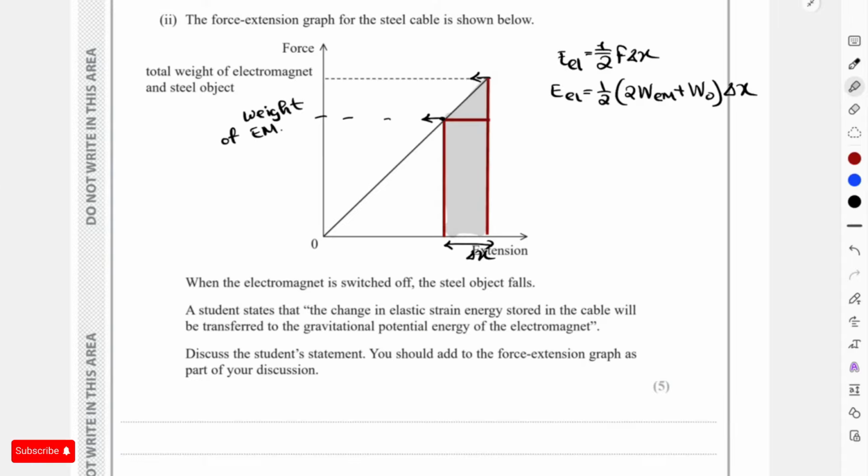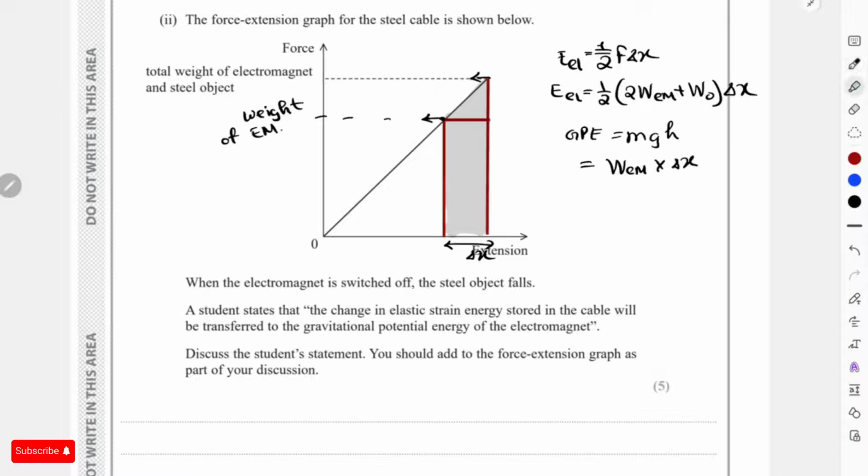But again, if you have to focus on gravitational potential energy, we are obviously going to use the weight of the electromagnet, because after that steel object was removed, because of this decrease in downward forces, the steel cable will recoil. So only the electromagnet's weight is responsible for that, and then only extension is going to be there. So for the gravitational potential energy, we're going to use the equation mgh, where mg is basically the weight of the electromagnet, not the object. So you just have weight of the electromagnet multiplied with delta x.